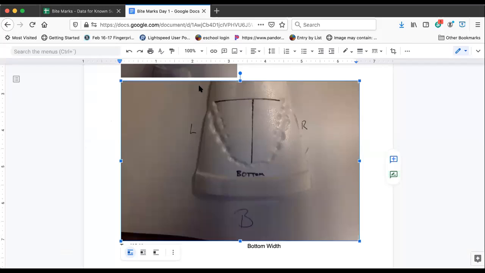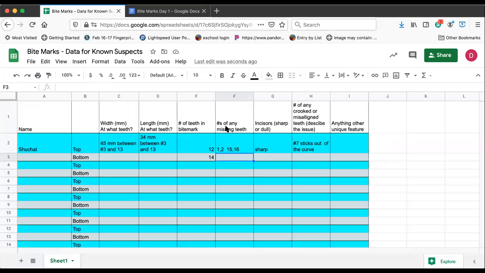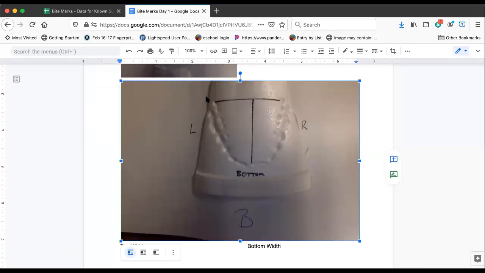Normally in an adult's mouth, there are 16 teeth on the top and 16 on the bottom. So the only ones that are missing are my wisdom teeth. So I'm not even going to write the numbers. I'm just going to write the wisdom teeth. Wisdom teeth are not in my bite mark. Okay, they're the very back teeth.